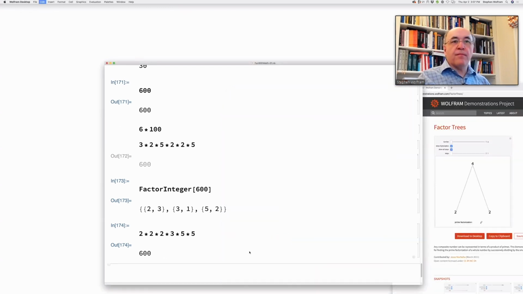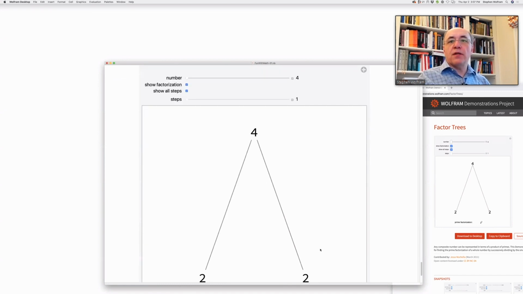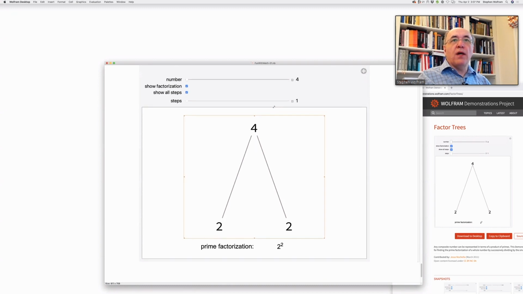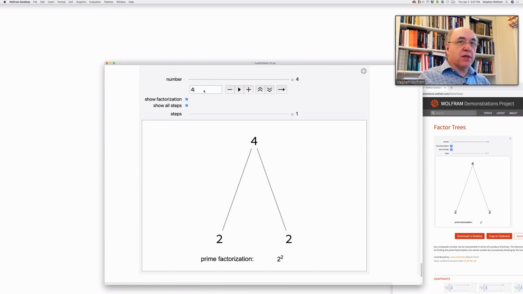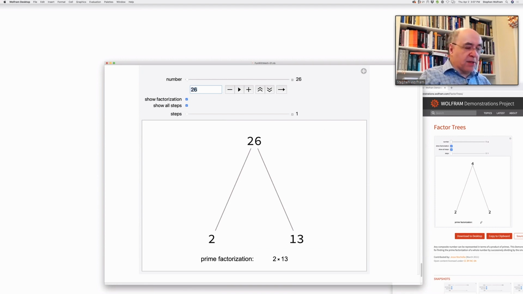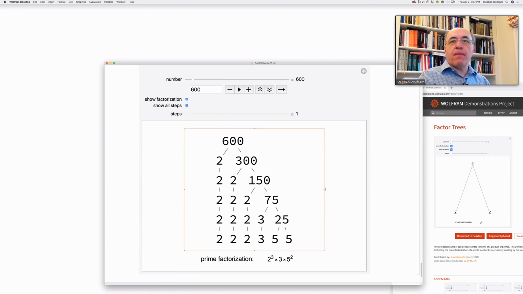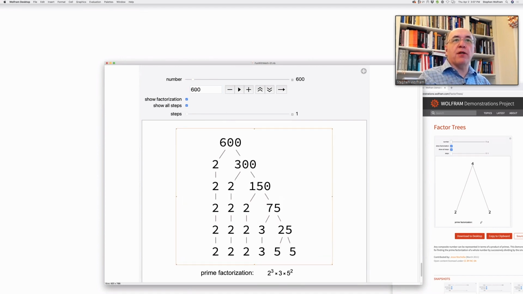Okay. So this claims to show us how we can break a number down. So this is saying 4 is 2 times 2. Let's pick a number here. Let's type it in. Let's say the number 26. It's going to show us 26 is 2 times 30. Let me pick a better number. Let's pick the number 600. Let's see whether that works. Oh, that was a bit big. Let's just try the number 100.